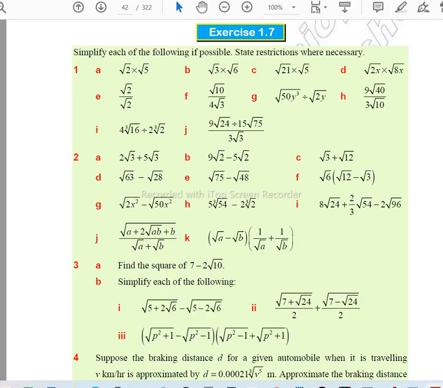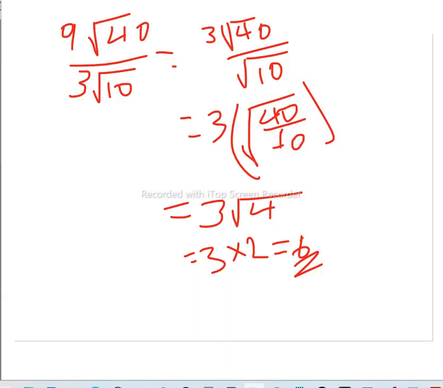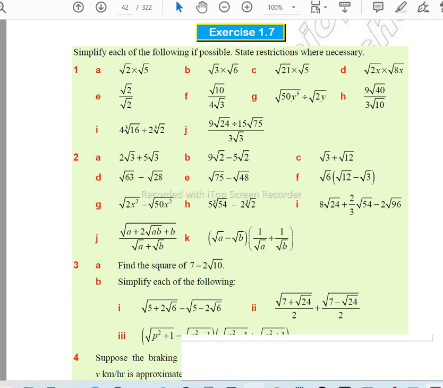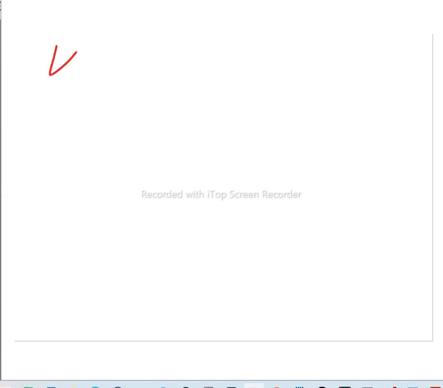The next question says, let us see. This also has the same index, cube root, so we can simplify this question simply. Let us do it first. Let us write the question. The question says 5 cube root of 60 divided by 2 cube root of 2. Let us write the question again.